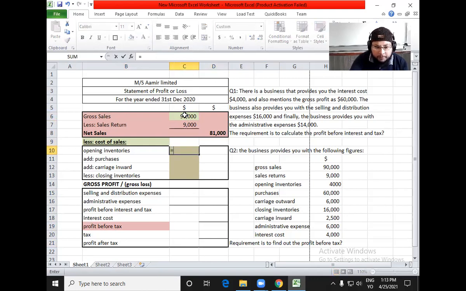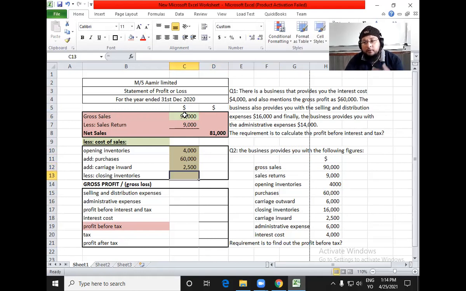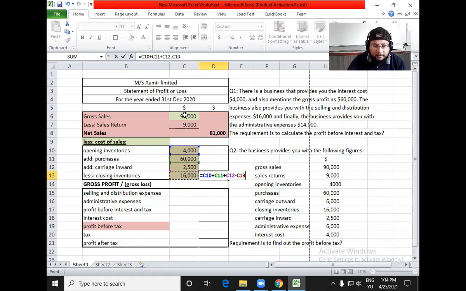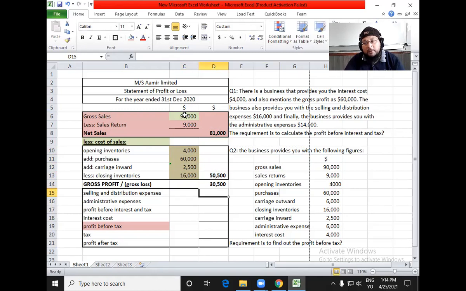Then you will use your opening inventory, which is given in the question. It is 4,000. Then you will add up your purchases amount, which is 60,000. Then you will add carriage inward, because we add carriage inward into purchases. And finally, we are provided with the closing inventory, which is 16,000. So how do we calculate the cost of sale? It is simple: opening inventory plus purchases plus carriage inward and minus closing inventory. So this is our cost of sale. And finally, once we subtract our cost of sale from the sales, we arrive at gross profit.